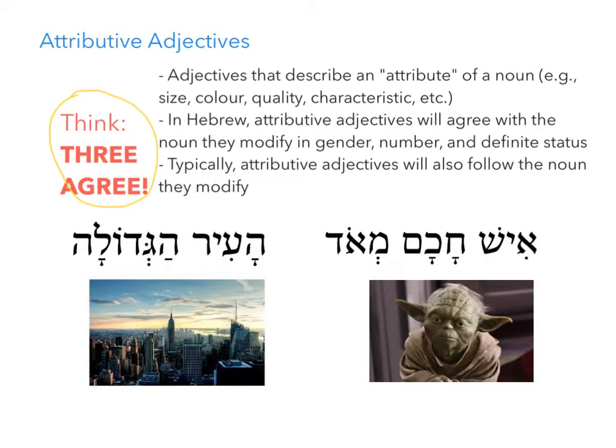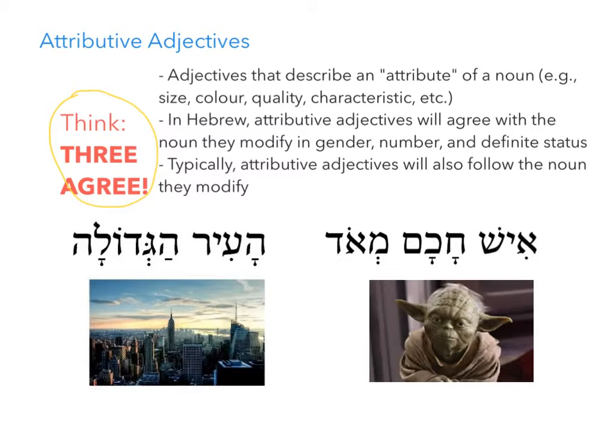The reverse is also true. If they're both indefinite, then they won't have the article. So for us, think 3 agree. If you have an adjective and a noun, you're trying to sort out what type of adjective. For it to be an attributive adjective, there has to be the definite article on both or neither, and they have to be the same number, singular or plural, and the same gender, masculine or feminine.